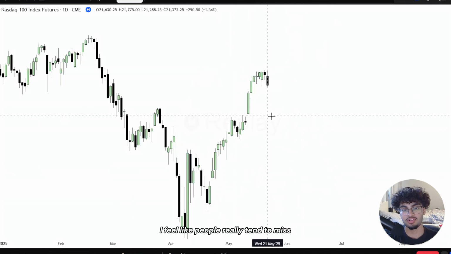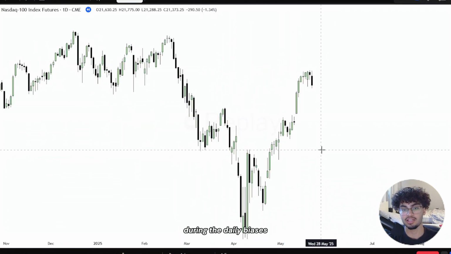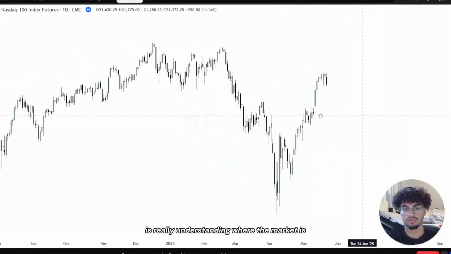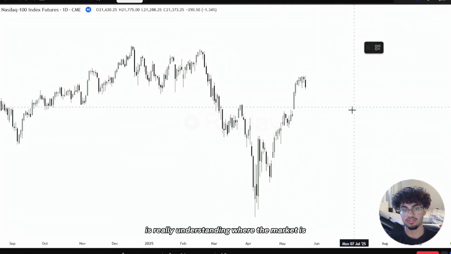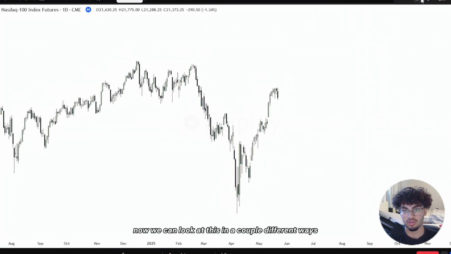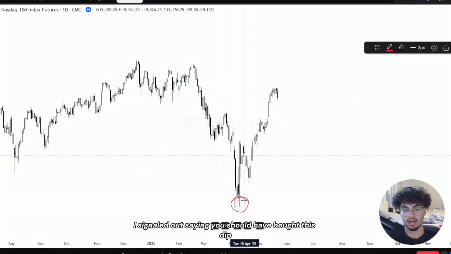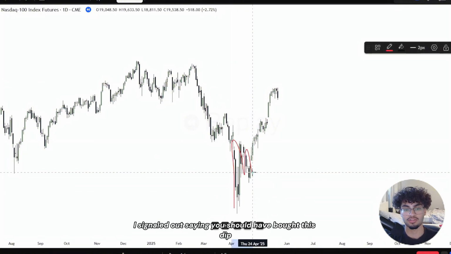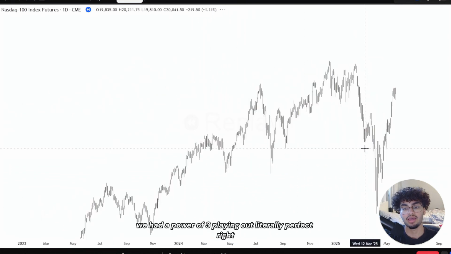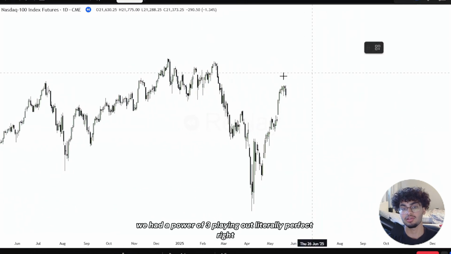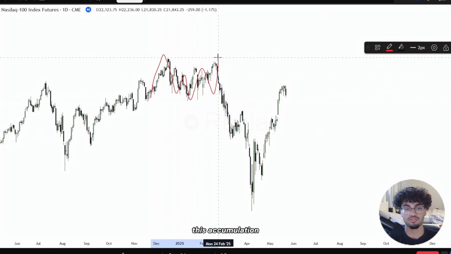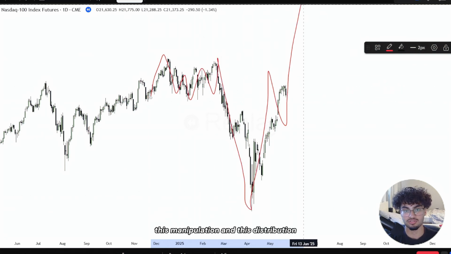Now, one thing I feel like people really tend to miss during the daily biases is really understanding where the market is in a higher time frame drawn liquidity. Now, we can look at this in a couple different ways. Now, in April, I signaled out saying you should have bought this dip. Why? We had a power of 3 playing out literally perfect, right? This accumulation, this manipulation, and this distribution.